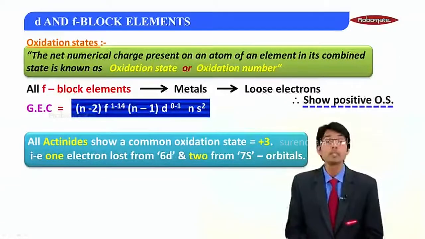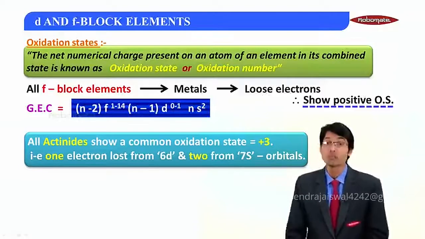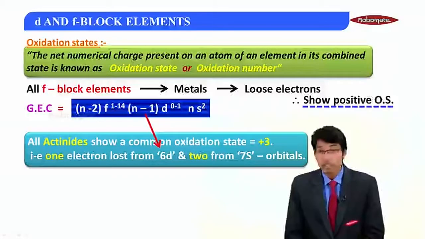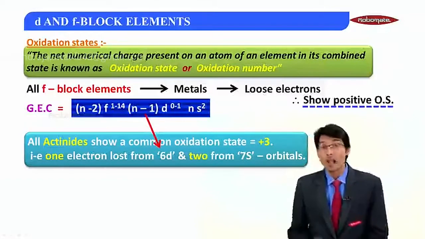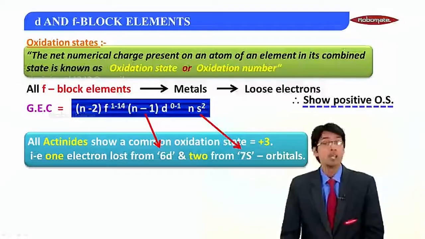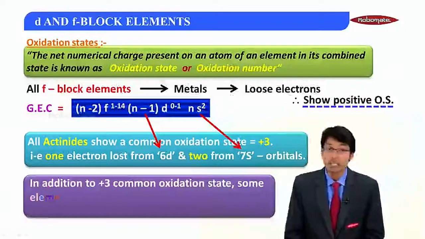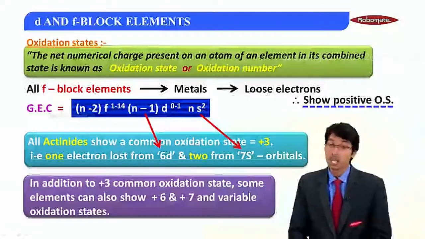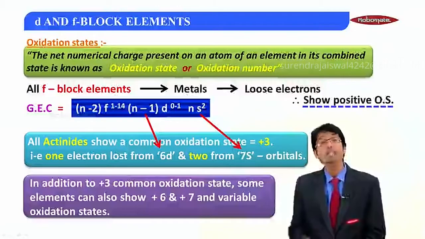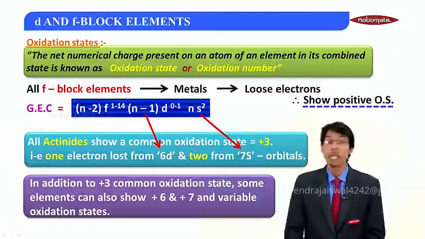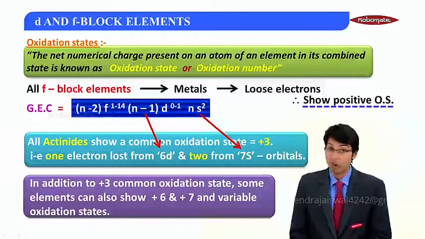This +3 oxidation state is achieved by loss of one electron from the penultimate shell, that is the 6d orbital, and 2 electrons from the valence shell, that is the 7s orbital. But along with the common +3 oxidation state, elements can also show higher oxidation states of +6 and +7, which is comparable with the transition, or d-block, elements.